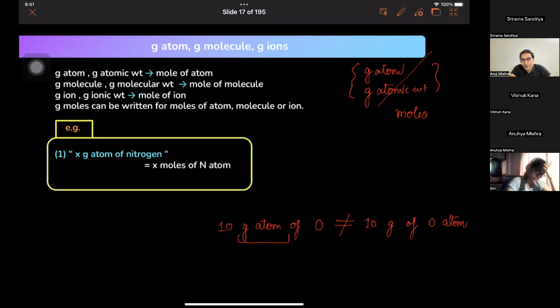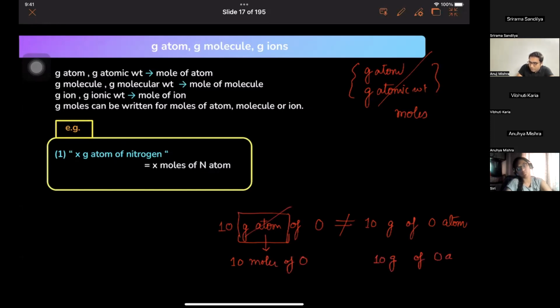You get the point? But I repeat once again, listen to me very carefully. Gram atom, not gram of atom. If gram of atom is written, it is mass only, right? So let me tell you why these two are not the same, because this term will become 10. Now gram atom is written. I will cut it. I'll write moles. And the right hand side is what? 10 grams of oxygen atom.